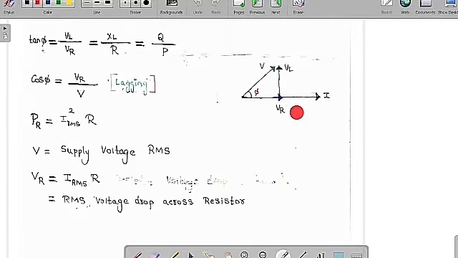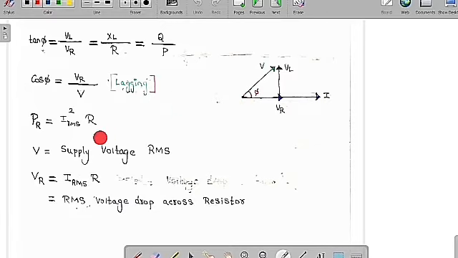Similarly, in the similar triangles I have told you this is Q and this is P and this is S. So therefore, tan phi is equal to Q by P. Simply we can say that here tan phi is equal to Q by P. If you want to know the power factor, which is cos phi, the adjacent by hypotenuse, which is VR by V. As the current is going to lag the supply voltage, we say it is a lagging network, or we can say it is an inductive circuit.